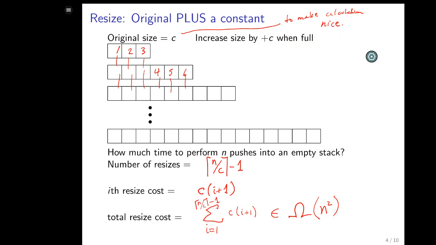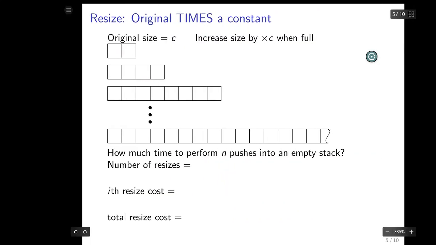Any other questions, comments, interesting things to say? Okay, so this is bad, so maybe the other one's good. Let's see. Well, if I do it times a constant, so let's suppose this is when c is equal to 2. We start off with the original size being 2, just to make our notation, so we don't have another parameter. We just have one constant c.